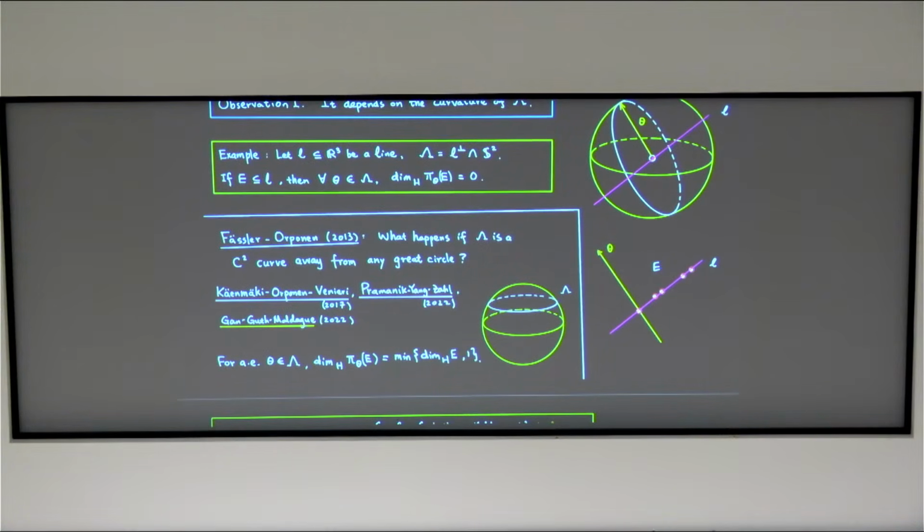This theorem was first proved for the small circle case by Käenmäki, Orponen, and Venieri, and also for the general C^2 curve case by Pramanik, Yang, and Josh Zahl, where they use a method developed by Tom Wolff on estimating curve tangencies. It was also proved independently by Shengwen Gan, Larry Guth, and Dominique Maldague, where they use the high-low method that we are going to discuss next.